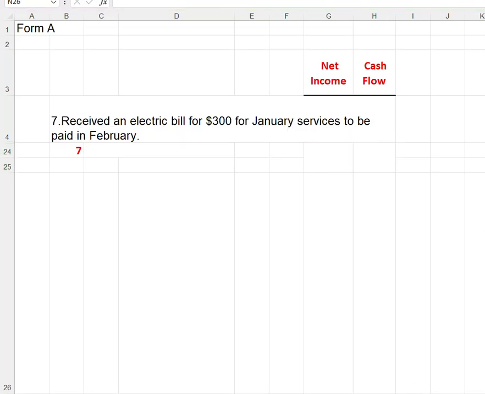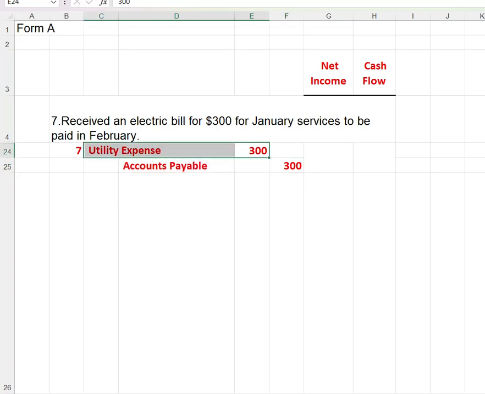We received an electric bill for $300 for January electric services, and we're going to pay it in February. So we've got an accounts payable for $300. Since this was services during the month of January, we want to match that $300 cost with current revenues. So we're going to record a utility expense of $300. Expenses, of course, will decrease our net income. This does not involve a cash flow at this point in time. In February, when we pay the bill, we will have an operating cash outflow, but for now, there is no change in cash.